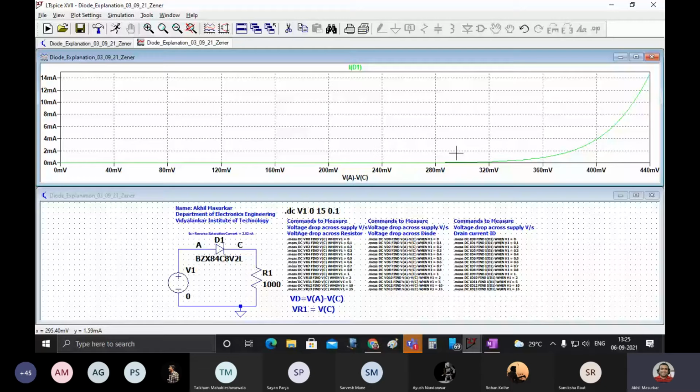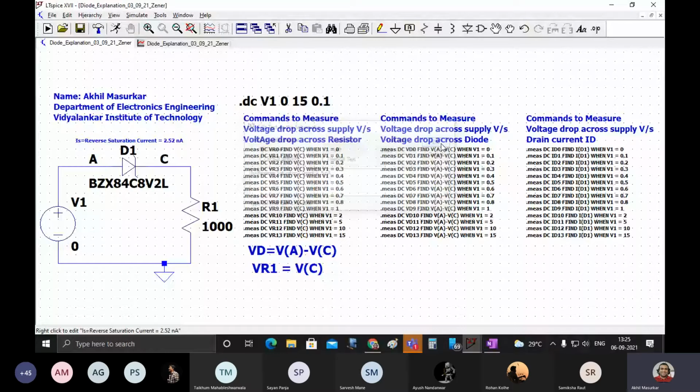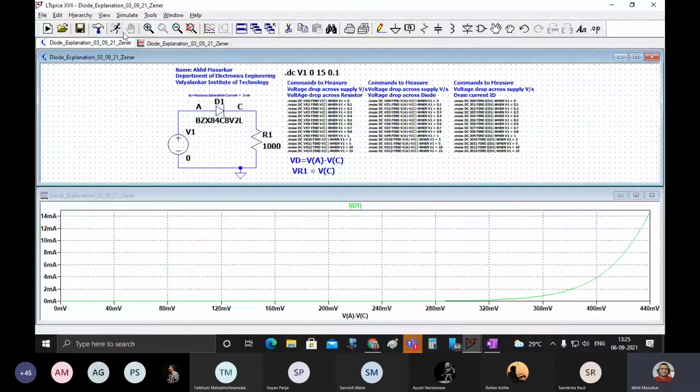So I will just change this. Reverse saturation is now just 0.5 nanoamperes. So now I want to see both the circuit as well as the graph. So we are going very step by step. Now I want to see only circuit as well as the graph.